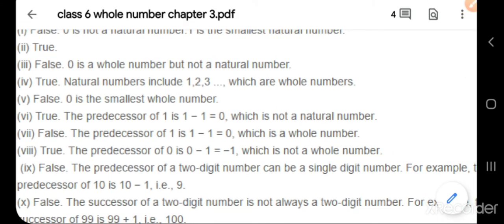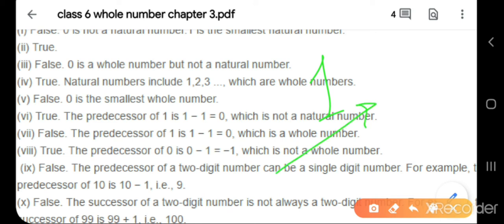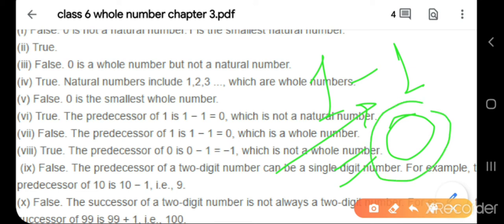The whole number 1 has no predecessor. Of course it has a predecessor, because if we consider the whole number 1, we need to subtract 1, and we know that to find the predecessor we need to subtract 1 from the given number. So it would be 0, which is a whole number. So "the whole number 1 has no predecessor" is a wrong statement. Whole number 1 has a predecessor, which is 0. Okay, let's read the next question.